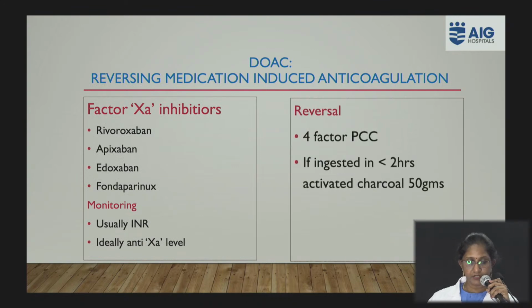Factor 10A inhibitors: rivaroxaban, apixaban, edoxaban, and fondaparinux. Their activity can be measured usually by INR, but ideally by anti-10A levels. To reverse the effect, 4-factor PCC is considered. Oral intake of charcoal in a dose of 50 grams can be considered if it is taken within the last 2 hours.